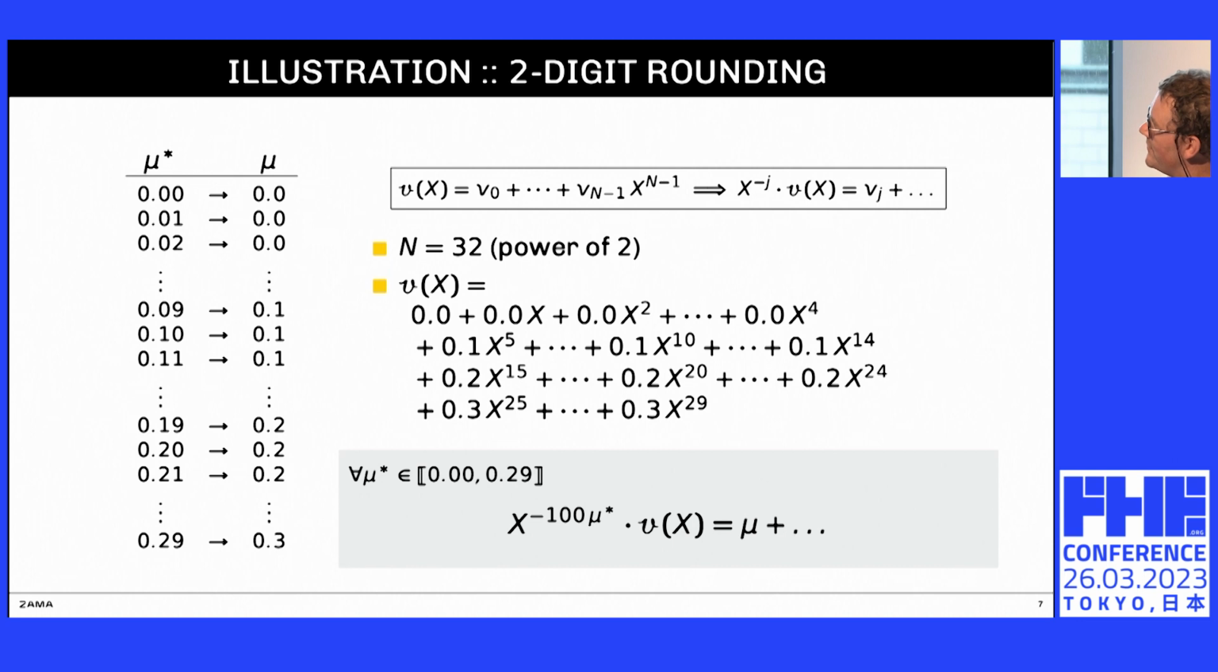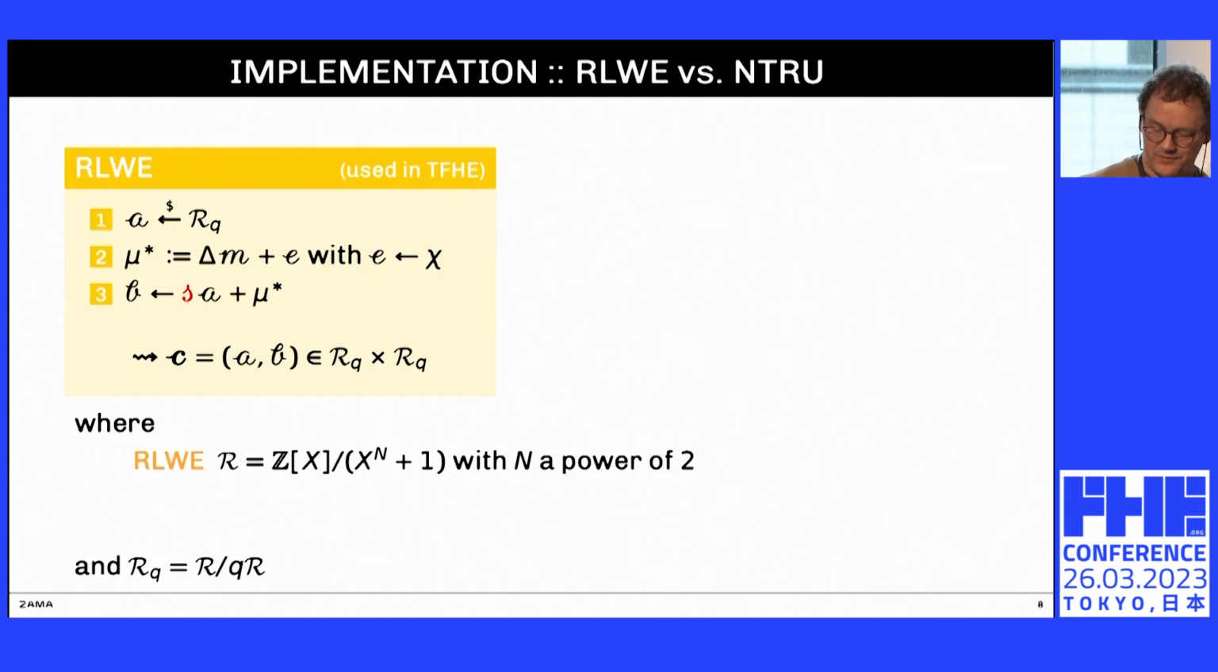so minus 100, that's the noisy value. You multiply by that polynomial and you get the rounded value. You see? So it's quite powerful. And again, once you know the trick, it's easy, but that's quite a beautiful way to do the rounding. So that has been used in TFHE.